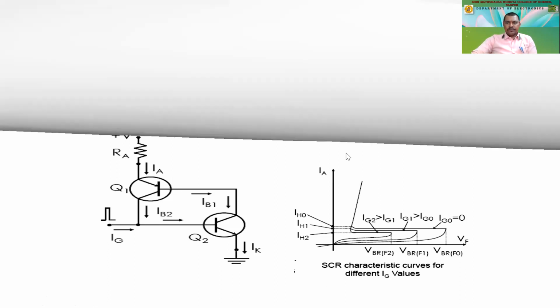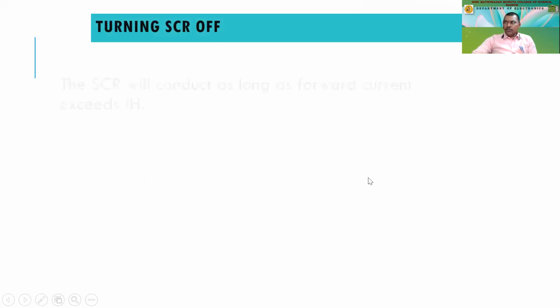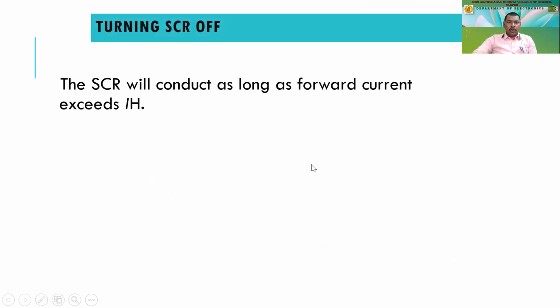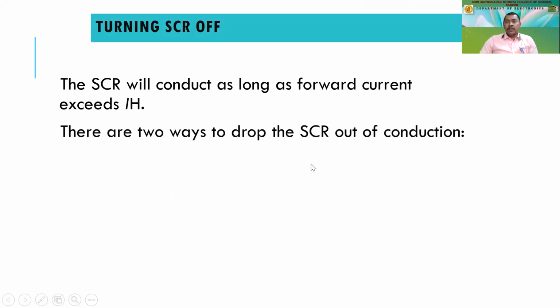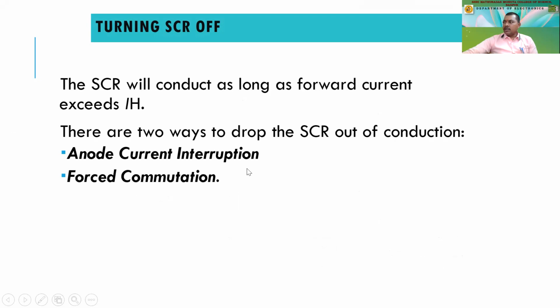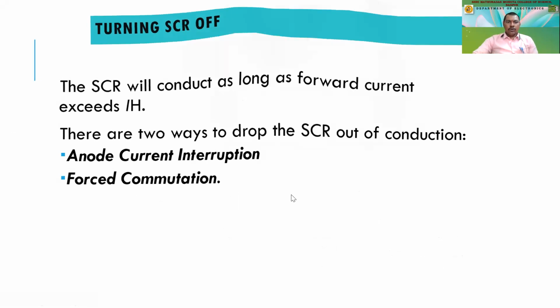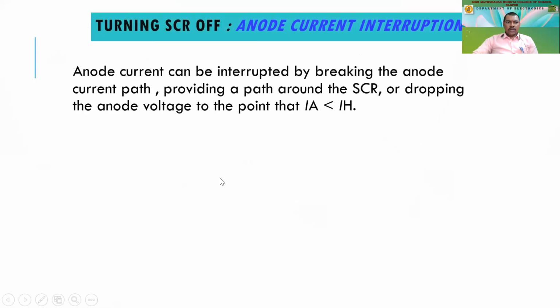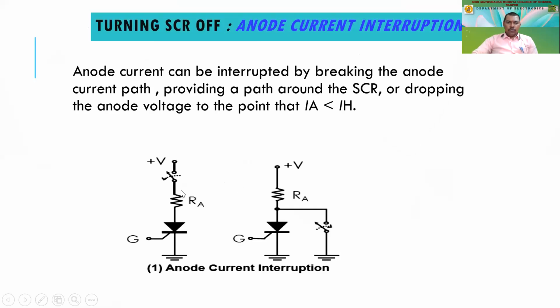Okay, so then we have how to turn the SCR off, how we are going to switch off the conducting thyristor. The SCR will conduct as long as the forward current exceeds the holding value. There are two ways to stop SCR conduction. One is anode current interruption, and the other one is forced commutation. Let us see those circuits. The first one is if you switch off this anode current, the SCR will automatically be switched off. Yes, it is so. That is the anode current.